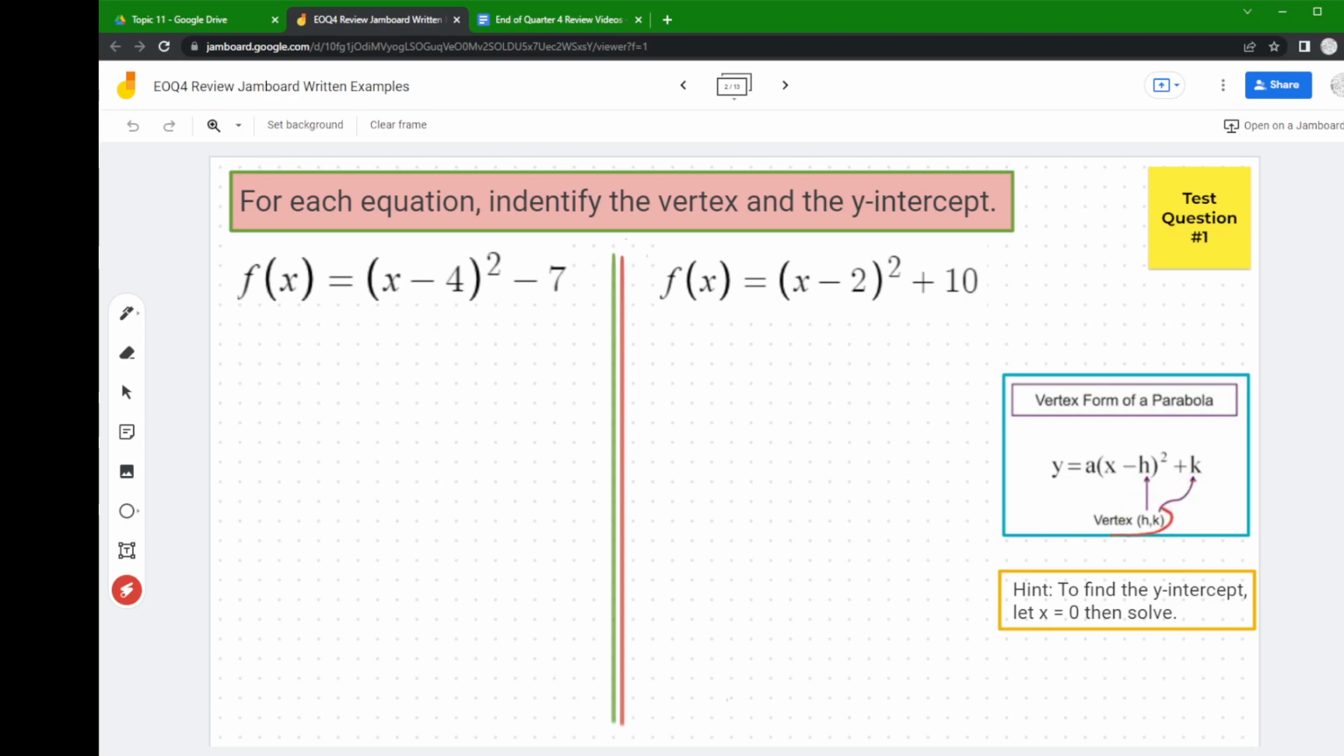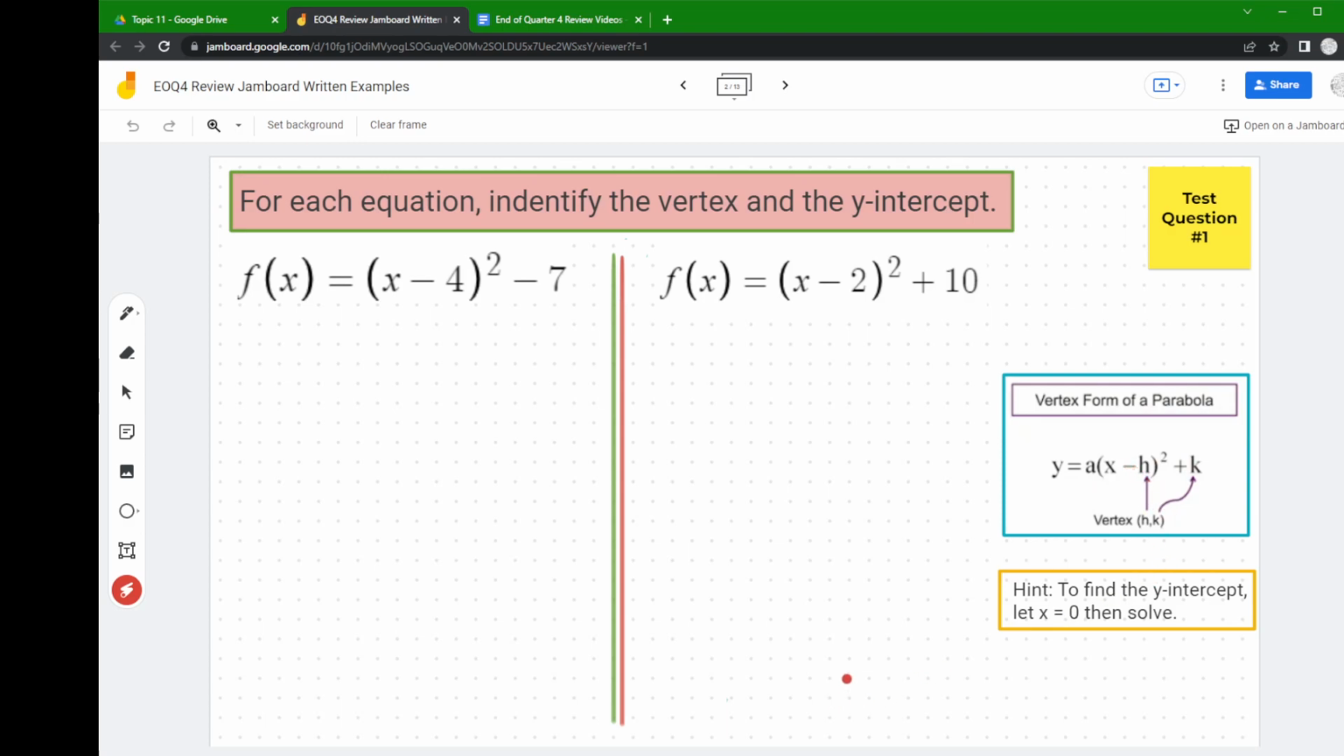Now it's very important to recognize that it feels kind of like this h flips directions. In the equation, it'll say x minus a number, but at the vertex the h value is positive. In reverse of that, if this said x plus a number, you would have a negative value where the h is. So just be aware that the vertex feels a little backwards because it has that flip to the sign.